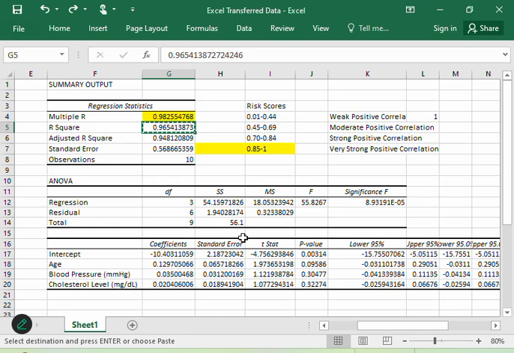Now from there, the standard error is 5 point something. That means it is under the moderate positive correlation.